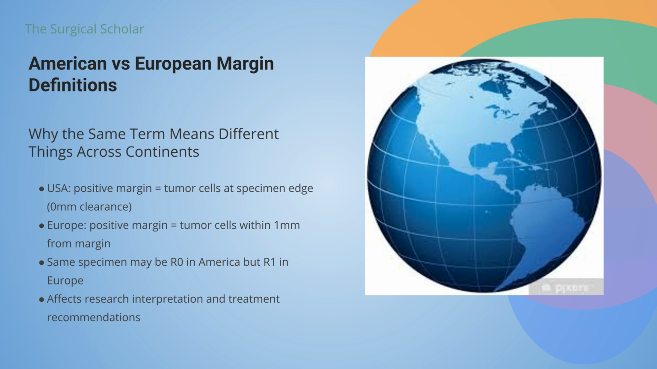Now you might be wondering, how do pathologists decide what counts as positive? Here's something surprising. Definitions differ between America and Europe. In the United States, the Union for International Cancer Control defines positive margins when tumor cells touch specimen edges, tumor clearance of 0 mm. In Europe, the British Royal College of Pathologists defines positive margins if tumor cells are within 1 mm from the margin. This means a specimen called R0 in America might be R1 in Europe.